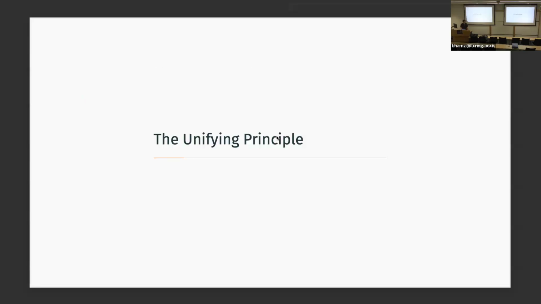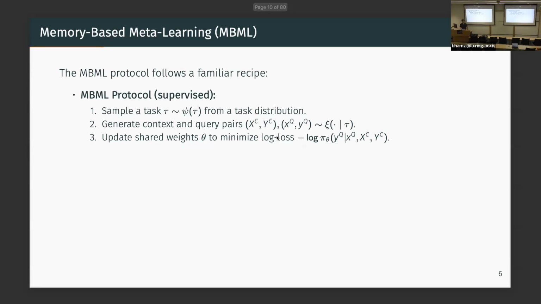So I talked about Solomonoff induction. I also talked about the recipe of how we train large models these days. But it turns out there is a unifying perspective to all of this, which is called the memory-based meta-learning perspective. Meta-learning is a name invented more recently. The memory-based meta-learning came out of a lot of emphasis on deep neural networks. So the task there is to say, I don't really have a single task. I'm going to sample a task from a task distribution.